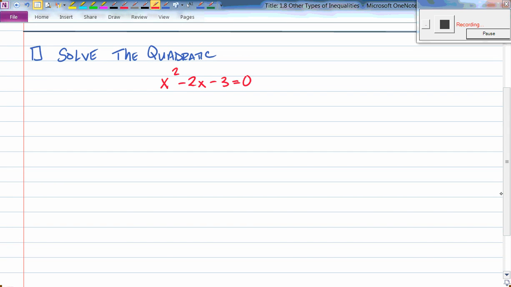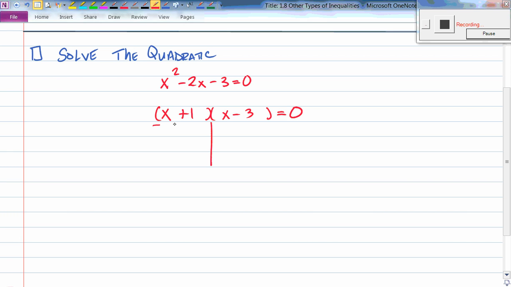I would like you to go ahead and try and solve that quadratic. And what will be a good approach to solving this particular quadratic? You can factor, complete the square, use quadratic formula. Which one makes sense in this case? Yeah, factoring. Very good. So if I was to factor this, what would I get? Very good. X plus 1 times x minus 3.